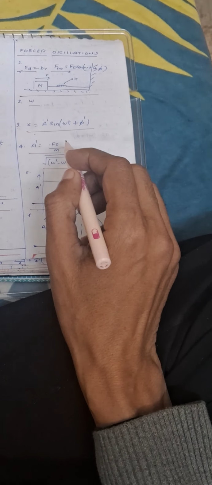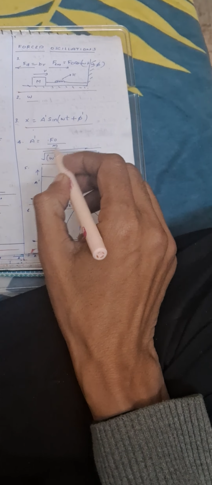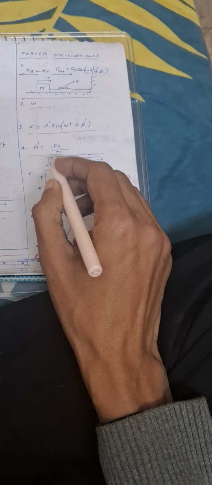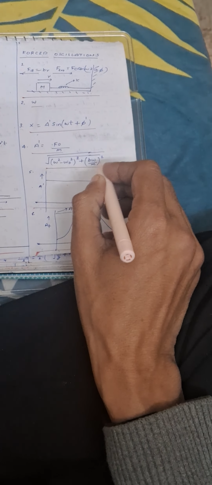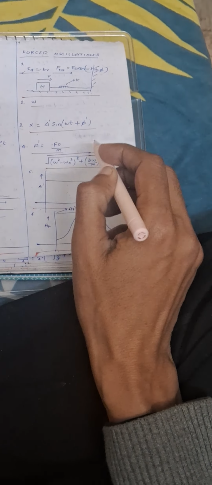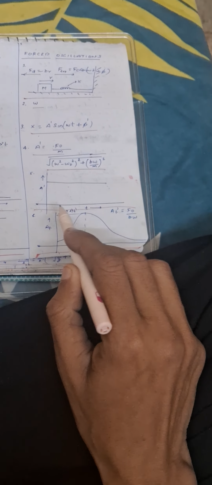Here a dash is the amplitude, which is dependent on omega in this particular case, and a dash is f naught by m divided by root under omega square minus omega naught square whole square plus b omega by m whole square. This is the amplitude in case of forced oscillation. We can say that it is independent of time, but certainly it's a function of omega, and at omega equal to omega naught the amplitude is maximum. This process is called resonance, and at that frequency the amplitude of oscillation is maximum.